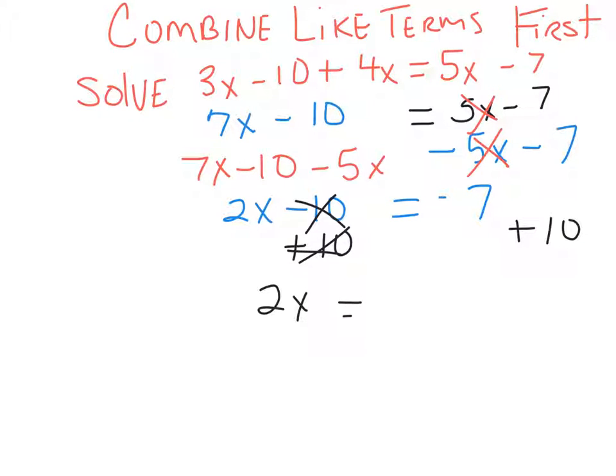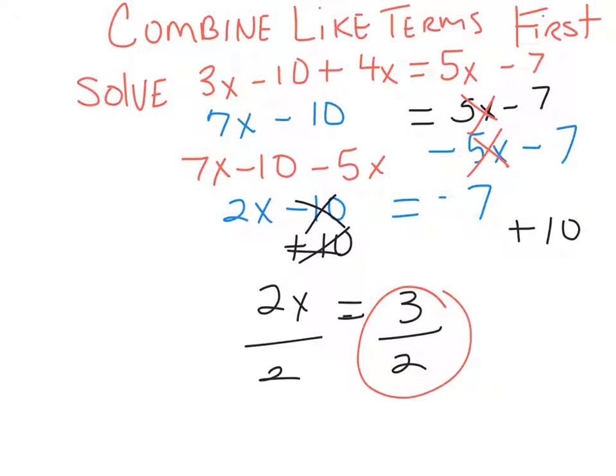equals negative 7 plus 3. That's going to give us plus 10 equals 3. We're going to divide by 2, and that gives us 3 over 2, or 1 1/2.